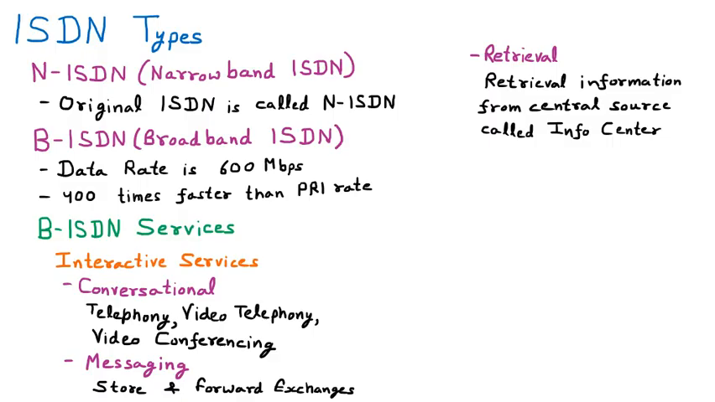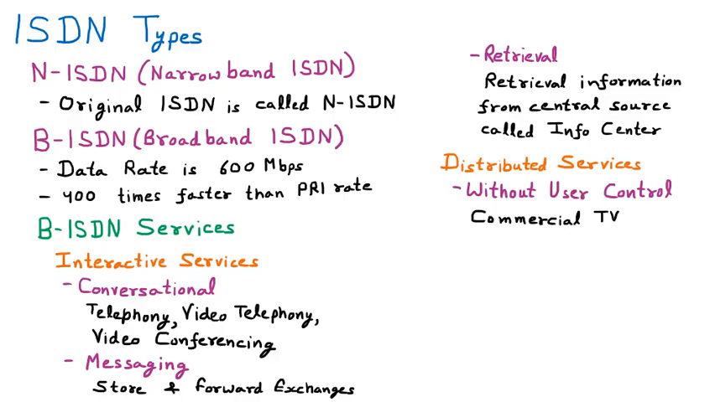Now talking about the other services of broadband ISDN, we have the distributed services. These are services which are distributed to the users, but some are under user control and some are not. The first type is without user control. These are services not under the control of the user, just like commercial TV.